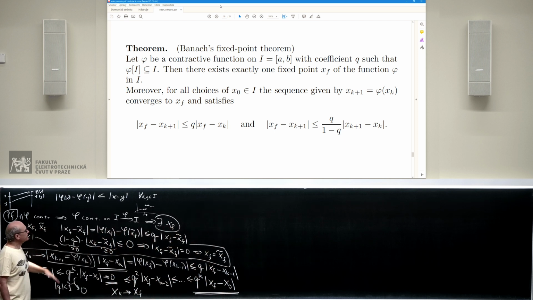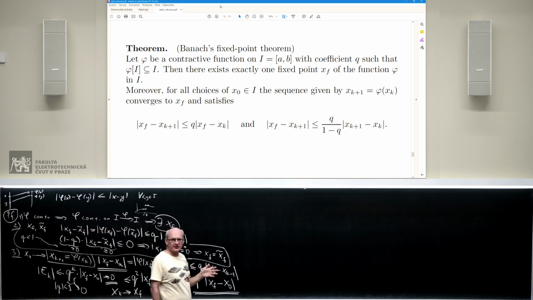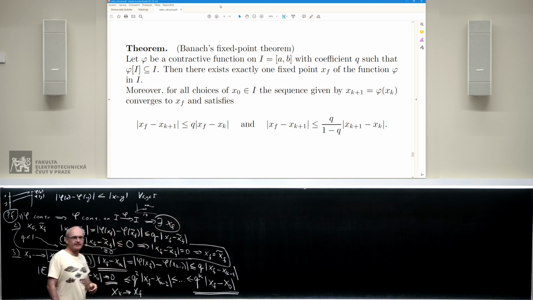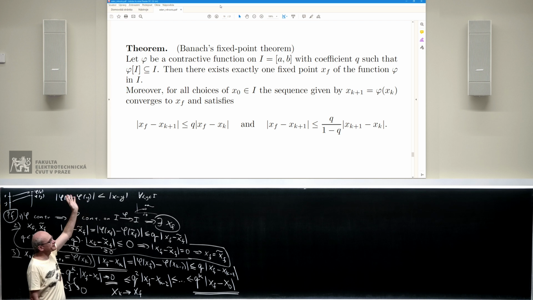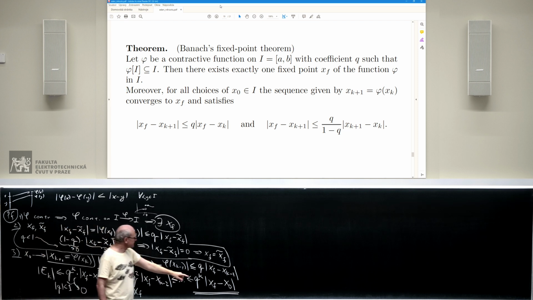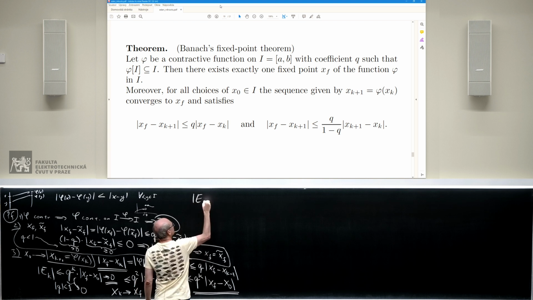Okay? So the Banach fixed point theorem is crucial for this whole theory because it says once you have a contraction, everything works perfectly. And you can even choose x0 in any way. You just start somewhere in the interval, and your iteration will work. By the way, when you look at the comparison of errors, this is the error for the kth step, this is the error for the k minus first step, you get this.